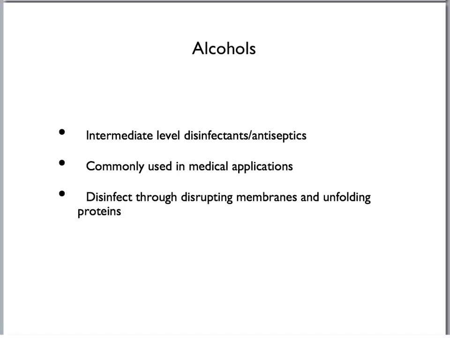Now I want to talk about the classifications of these chemicals, sort of what chemical group they're going to fall into. And first is alcohols. These are probably the most common and the most familiar of the chemical control agents we use. We've all used rubbing alcohol to sterilize surfaces. We've all gone to the doctor and had rubbing alcohol applied to clean a surface. Alcohols are intermediate level disinfectants and antiseptics. They're usually safe to use on human tissue, on skin, and they're also used on surfaces.